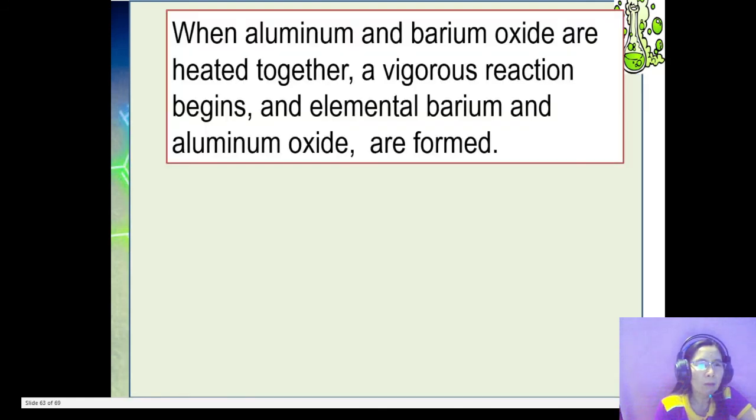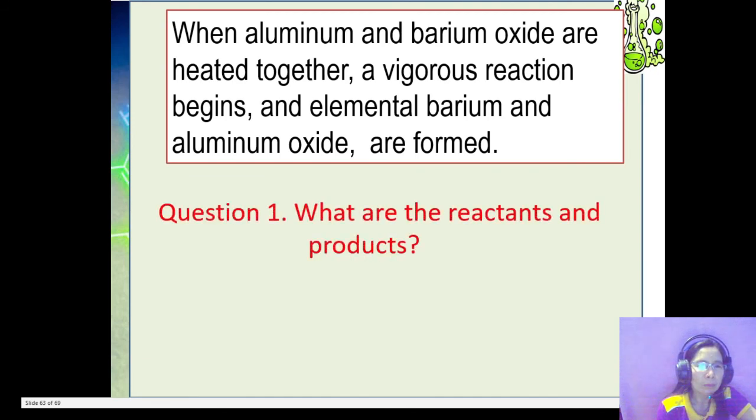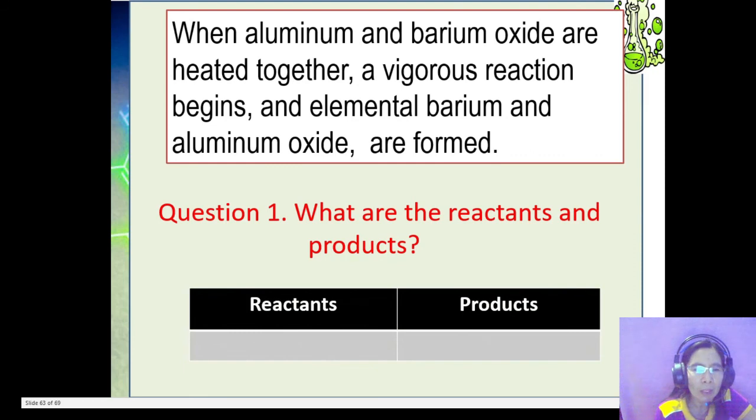By the way, let's all read first the given reaction before answering. When aluminum and barium oxide are heated together, a vigorous reaction begins. Elemental barium and aluminum oxide are formed. So what are you going to do with this one? First, you're going to identify the reactants and products. In your paper, list down the reactants and the products for this given chemical reaction.